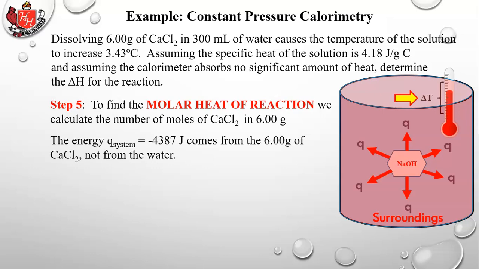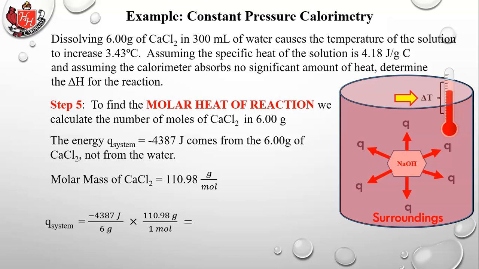So the energy Q of the system is negative 4,387, and that comes from the 6 grams of calcium chloride, not from the water. You got to remember that. The 300 grams of water has nothing to do with this calculation. So the molar mass for calcium chloride, you all know how to figure this out now from your periodic table, is 110.98 grams per mole.